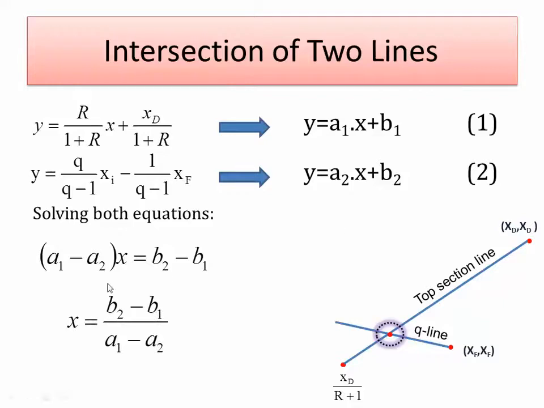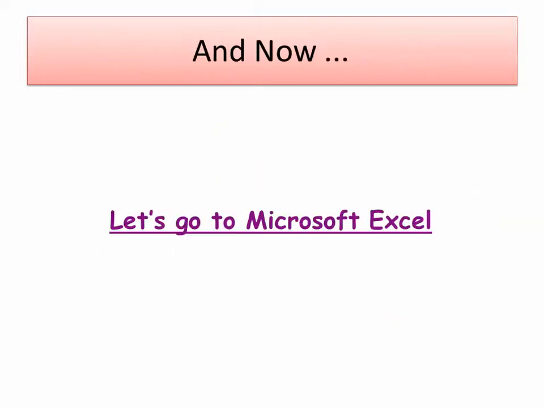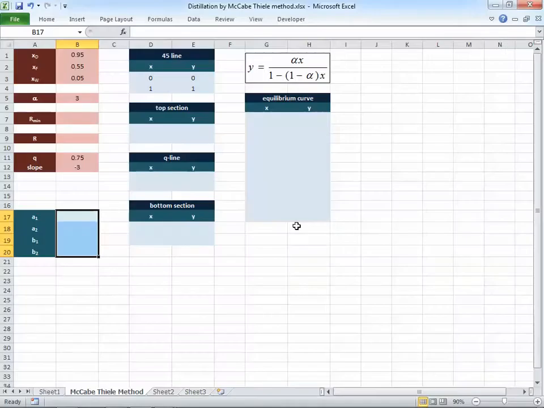So you can simply calculate all these constants, because you know all these values from your problem. Then you can substitute this x in any one of these two equations to get the y, and then you have another point. You can connect these two. I mean you now know the point, x2 and y2, and then you can connect this with the bottom section's other point. So that's all, and then let's go to Excel.